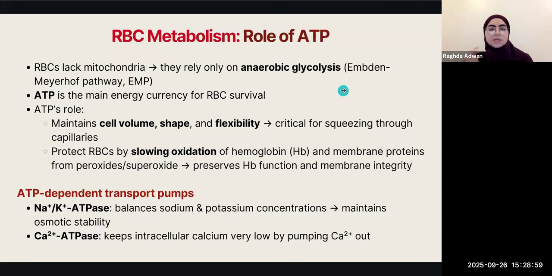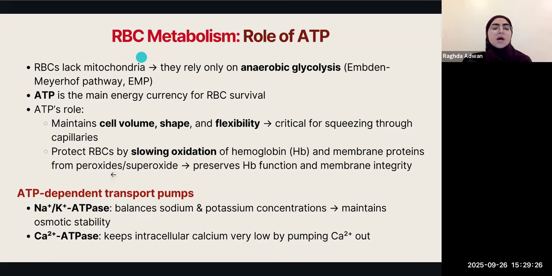The role of ATP is to maintain volume, maintain shape and flexibility, as well as protect the red blood cell from oxidative damage. So it slows down oxidation of hemoglobin and membrane proteins from any type of free radicals, such as peroxide and superoxide. So this is going to preserve hemoglobin function and membrane integrity. Okay, so ATP is vital for these purposes. If you don't have enough ATP, this will also manifest in its own problems and pathologies.